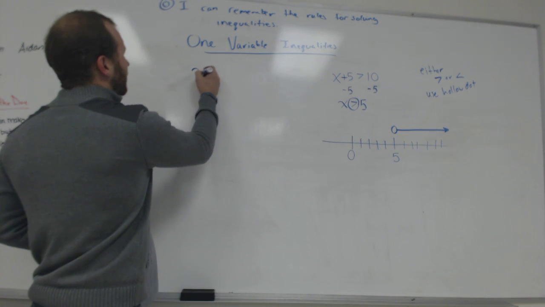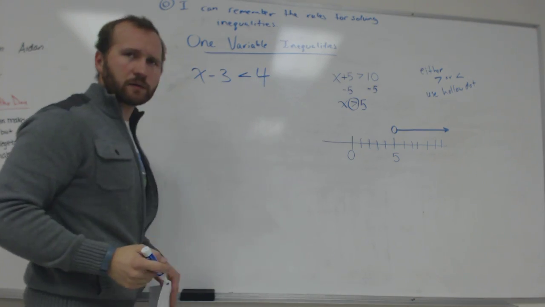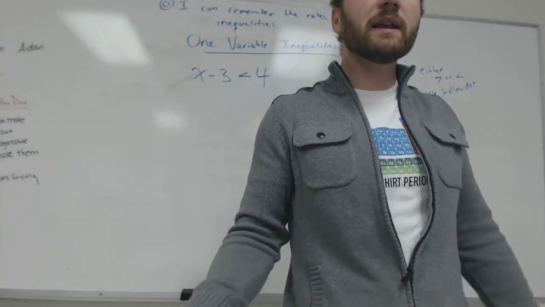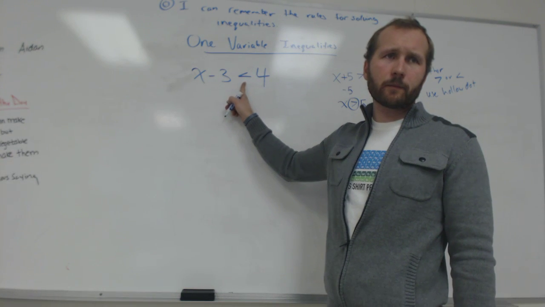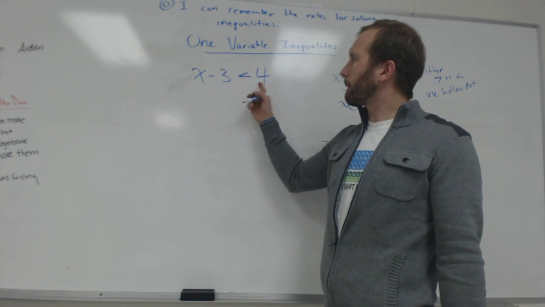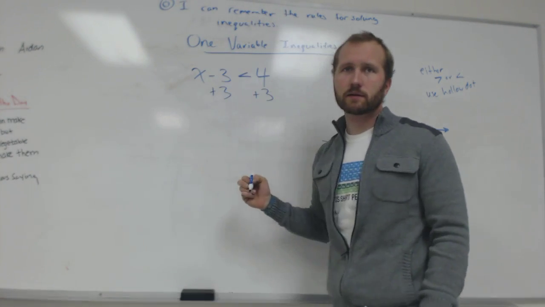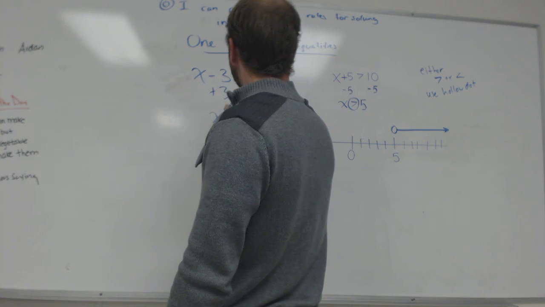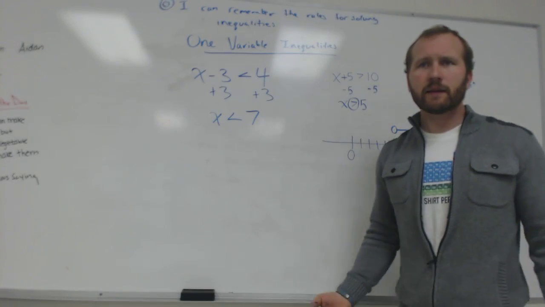So if I have x minus 3 is less than 4, how would you solve that? Pretend it's an equal sign. How would you solve it if it were an equal sign? Plus 3 on both sides. Add 3 to both sides. Perfect. Now we have x is less than 4 plus 3, which is 7. And that's it. I'm done.